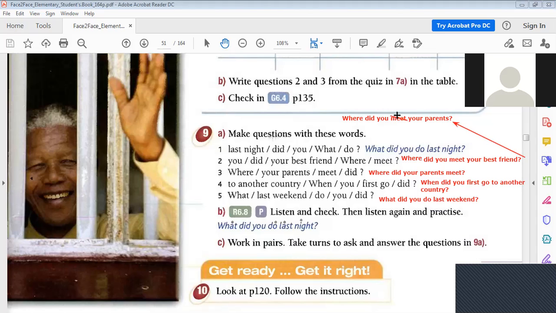Where did you find your parents? We can say I found them in the cafe. They were having a cup of coffee.